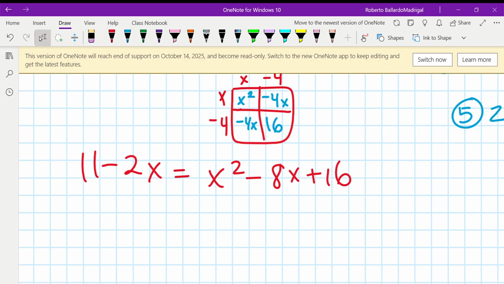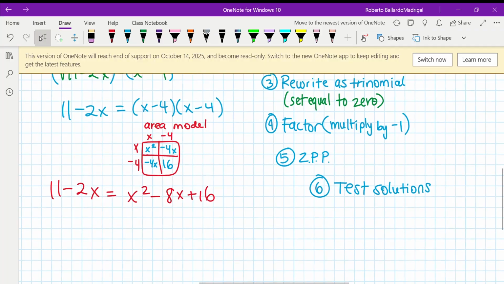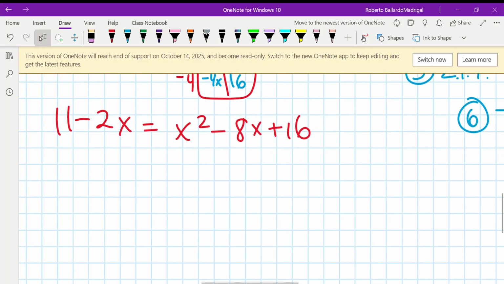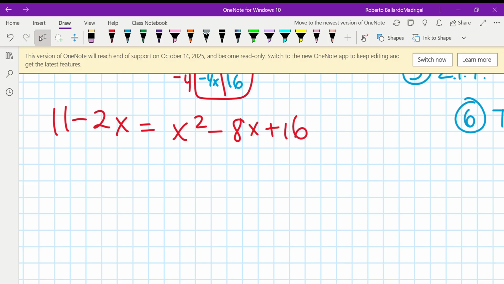So check step, what is it, step 4? Is it step 4? No, step 3. So rewrite as a trinomial. I have too many terms right now. So I want to move everything to the same side to get just one trinomial. Otherwise, I'm going to have a trinomial and a binomial. It's too many terms. I'm going to move 11 and I'm going to move negative 2x.